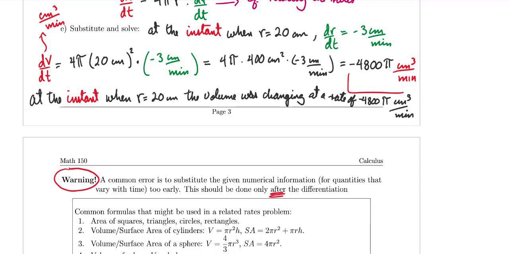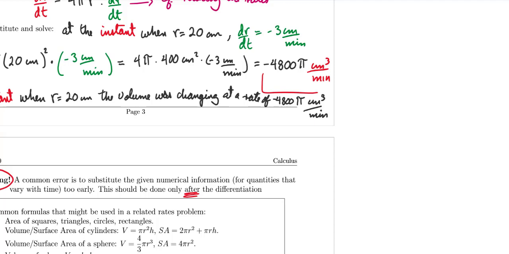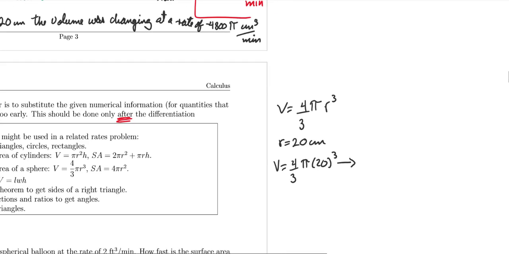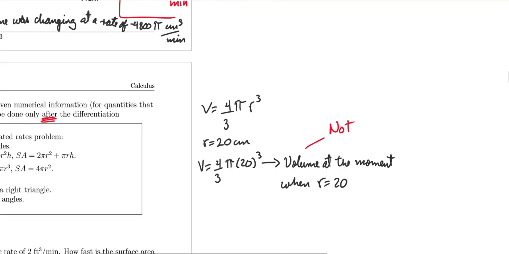Because going back to the problem above, what happens if we went ahead and got our formula, which was, we know that the volume was related to the radius by the formula 4/3 pi r cubed. Now, if we said that r is 20 centimeters, then if you plugged it in, you get 4/3 pi times 20 cubed. Well, this is telling you the volume at the moment or the instant when r is 20. But this is telling you the volume, not how the volume is changing.